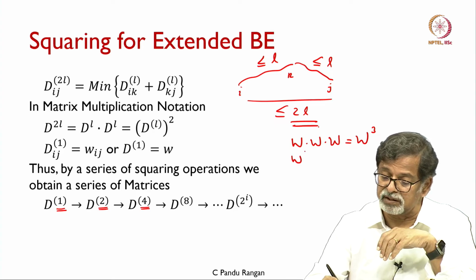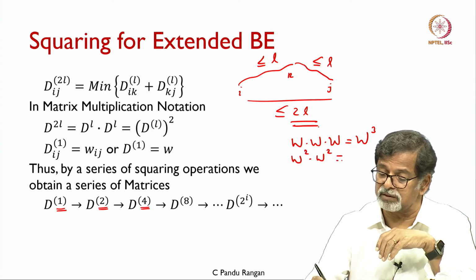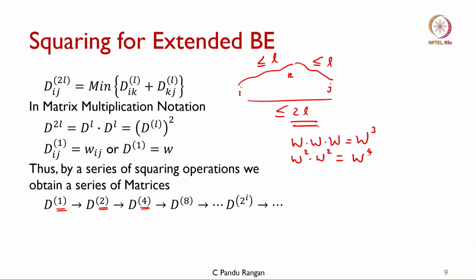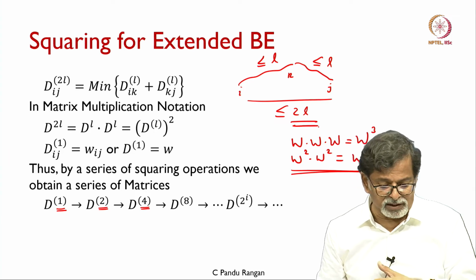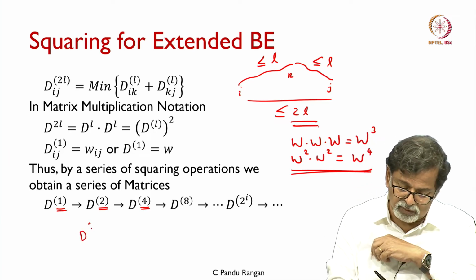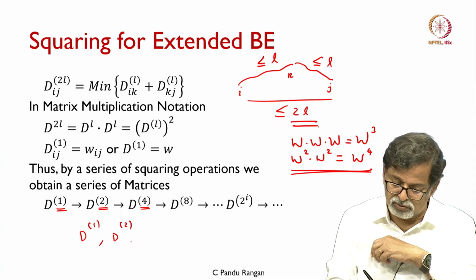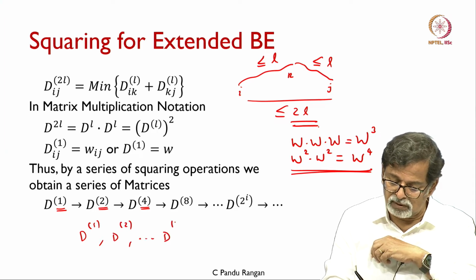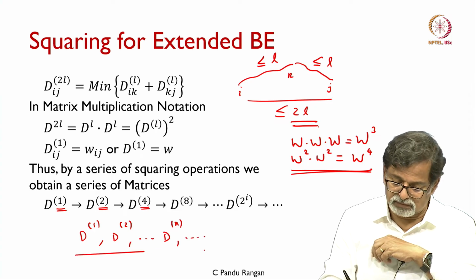And if you take W square dot W square, it will be W4. So when I write a number without parenthesis, it represents the exponent or the power of the matrix. But when I put a parenthesis, it defines a sequence of matrices. So, I want to have a sequence of matrices, and the sequence of matrices is denoted by D1, D2 and Dn and so on.